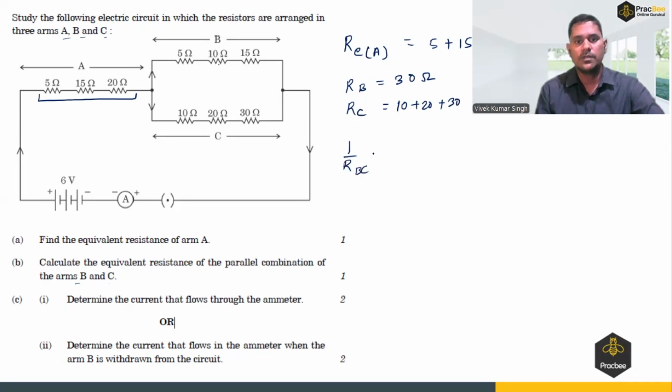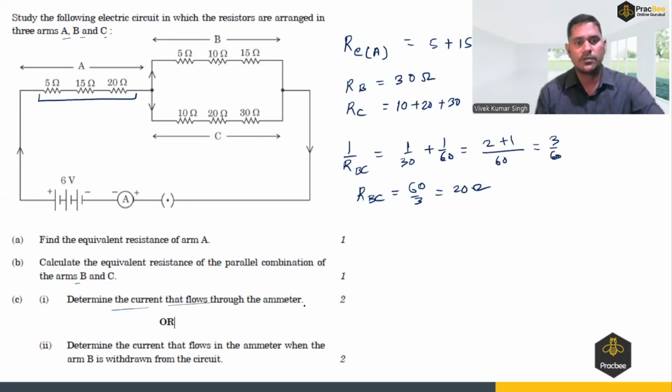So the equivalent resistance of arm BC is given by 1 by 30 plus 1 by 60, that is over 60. Then this is 2, this is 1. So we're getting 3 over 60. It means RBC is equal to 60 over 3, that is 20 ohm.